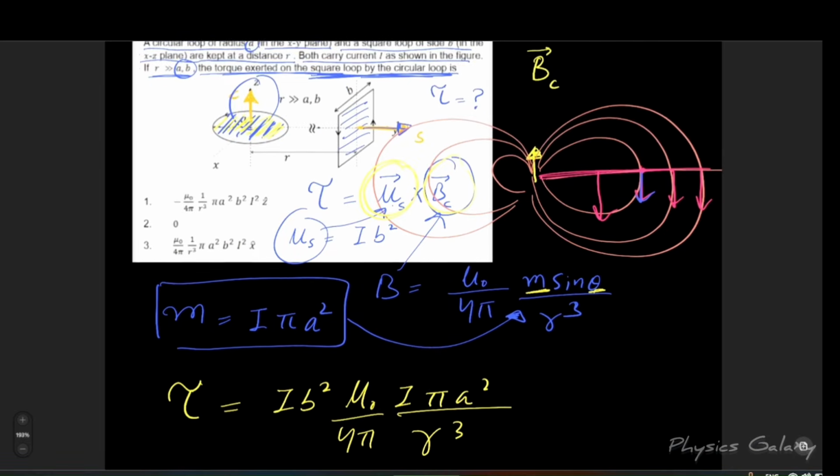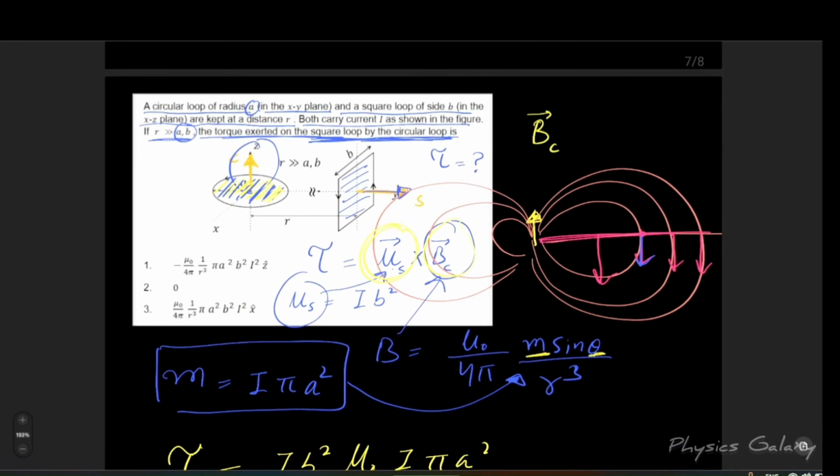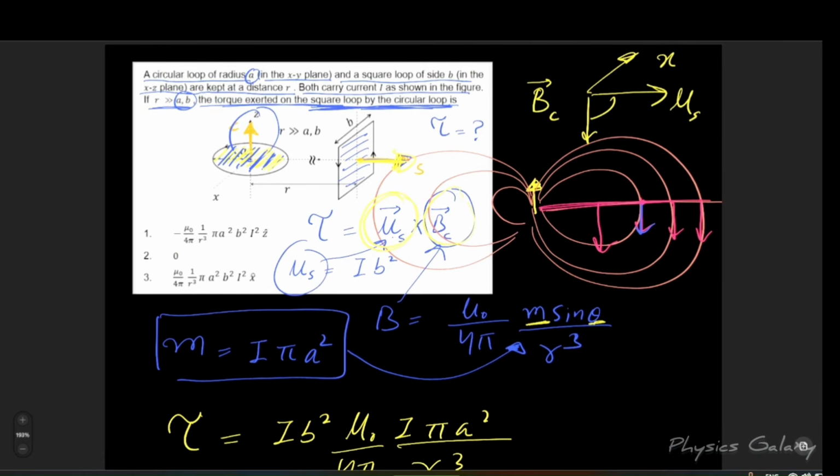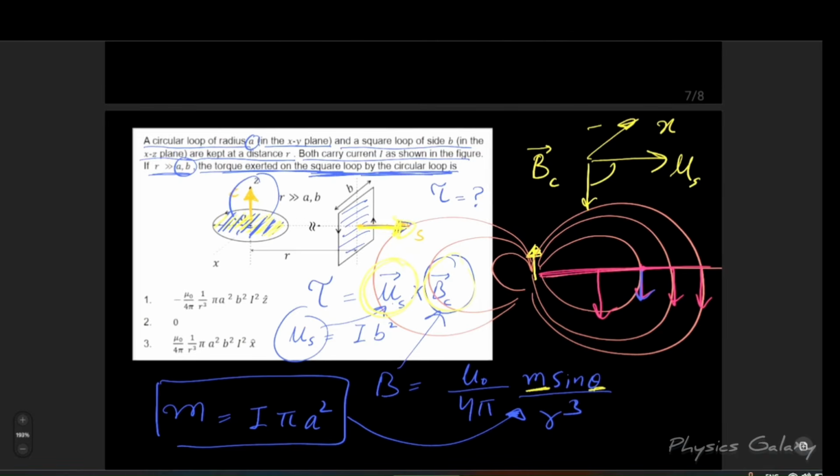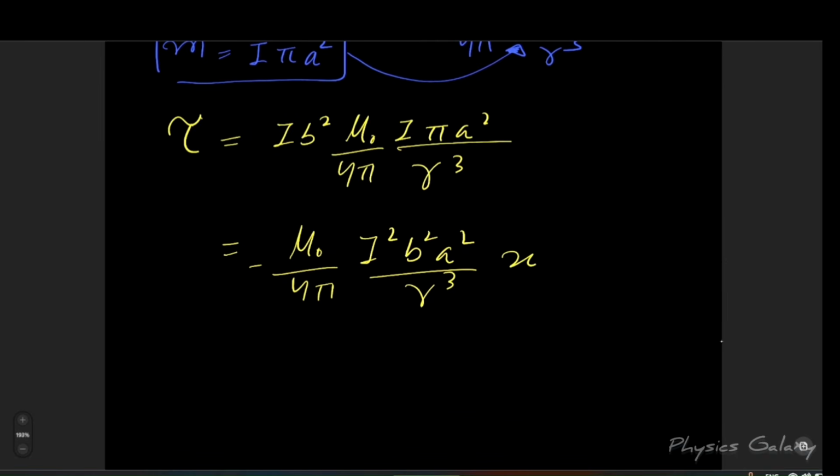Now we have to find also the direction. So mu cross b. So mu is like this. Okay, so this is mu. Like, so here we have mu, and b is pointing downwards. So mu cross b will be in the x direction. Mu cross b, but in the minus x direction. So we'll have minus x cap.